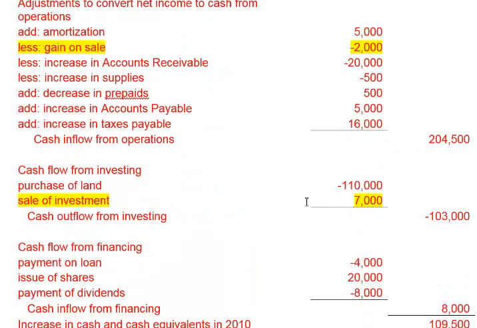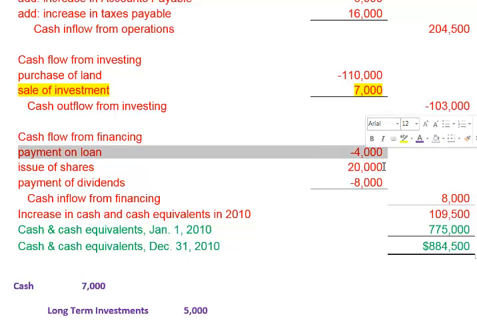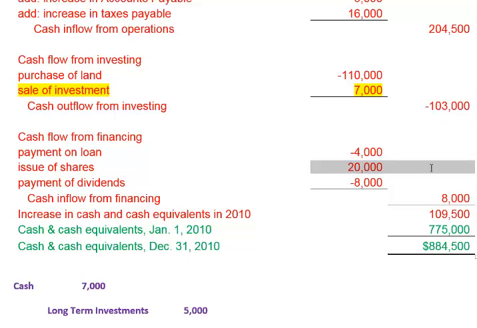So now if we go down here, we could see, well, we got that. We got the payment on the loan, which is an outflow. The shares, which we sold to our investors, which they gave us $20,000 for, it's an inflow. And dividends we paid to our investors, which is an outflow. So at net, this is an inflow of $8,000. So that means my net change in cash, which represents an increase in cash and cash equivalents, right? 2045 from operating, less 103 from investing, plus 8,000 from financing, in total gives us a net inflow of 109,500.